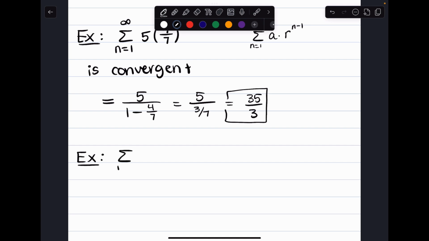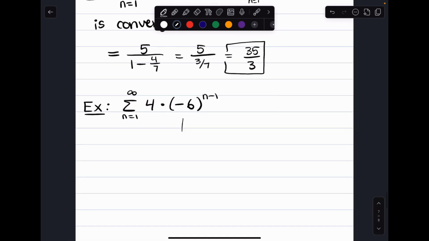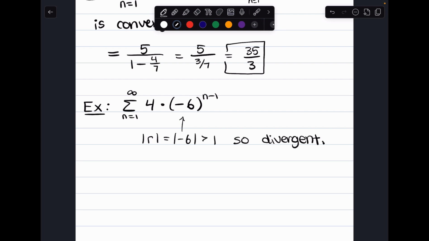If we had something like n equals 1 to infinity, maybe we have 4 times -6 to the n minus 1, we can see that the absolute value of r is greater than 1, so our series is going to be divergent. And we don't actually really have to do any more work than that. Just point out that absolute value of r is greater than 1. And it could be greater than or equal to 1. If it were equal to 1, it would still be divergent.